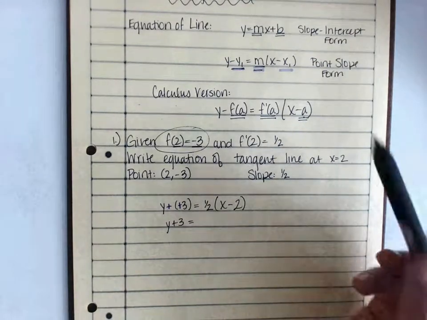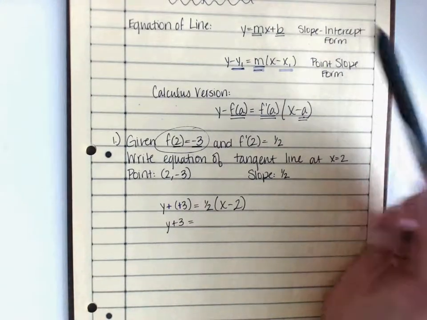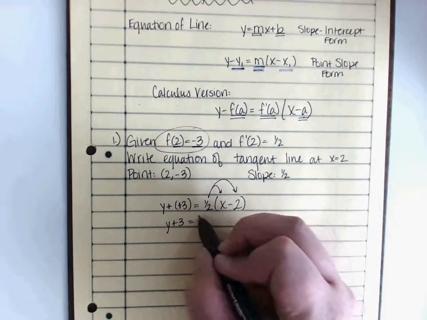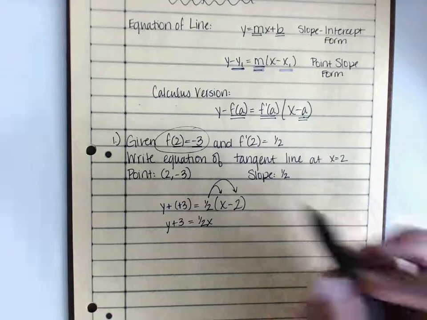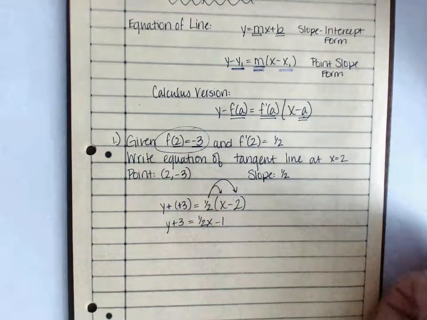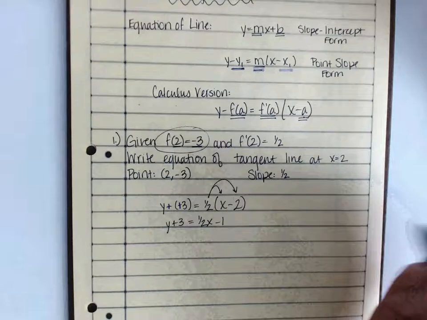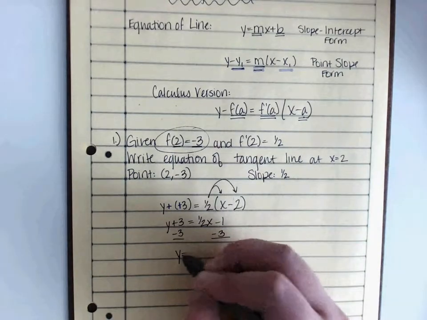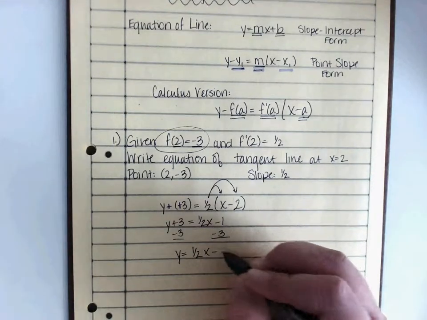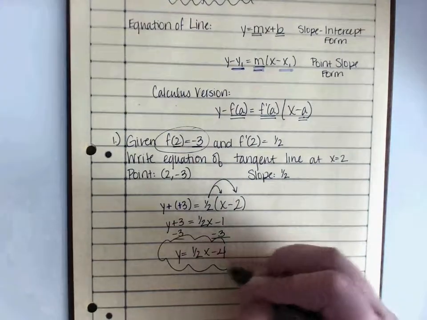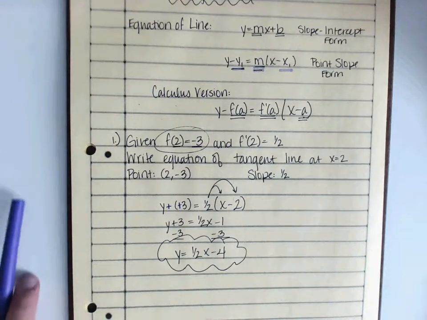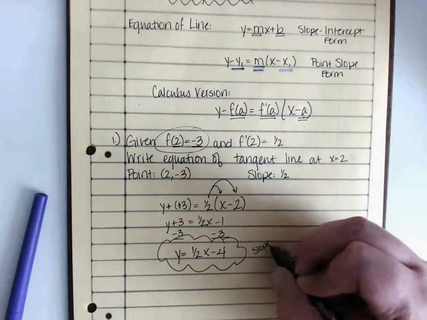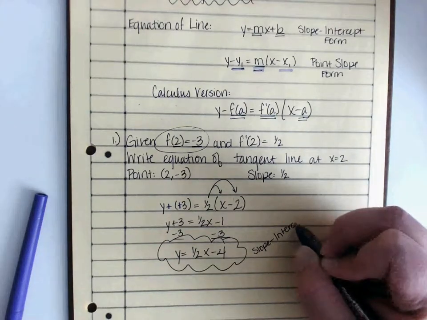Then to put it in slope-intercept form, which is your y equals mx plus b, I'm just going to distribute this guy. So half of x is half x. Half of minus 2 is minus 1. Then from there, I'm going to subtract my 3 across. And it's a half x minus 4. Okay? So this would be your slope-intercept form. Not like you care, but just pretend like you care.